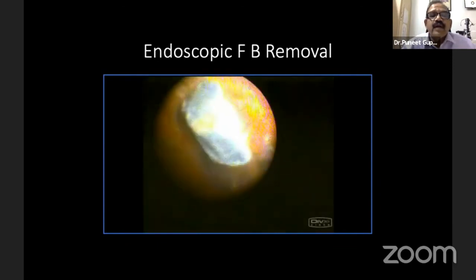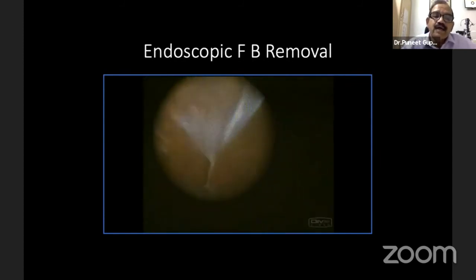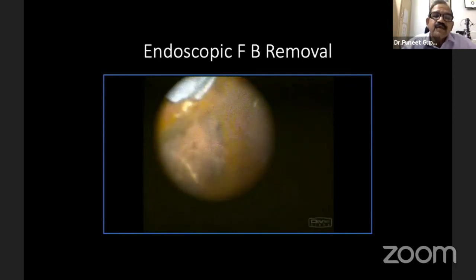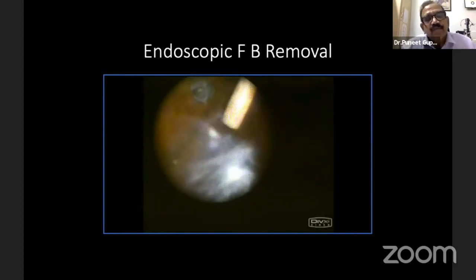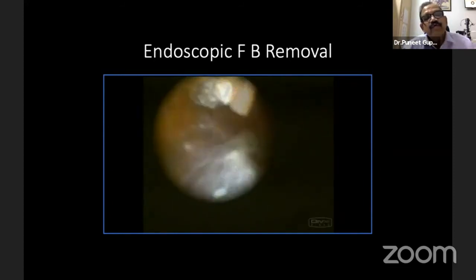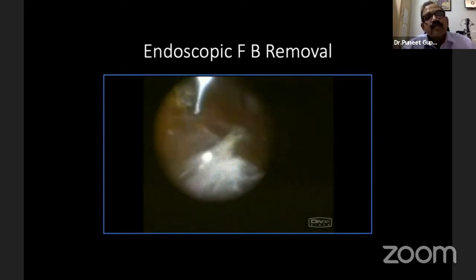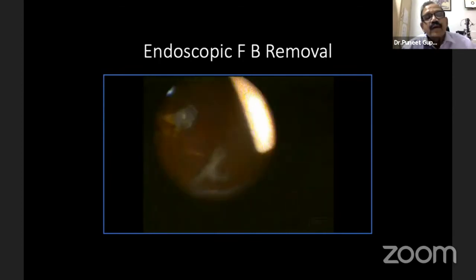This is the foreign body lying at the anterior ciliary body. Now, with the help of an intraocular magnet, I'll try to lift this foreign body from the surface of the ciliary body. But because of the adhesions, the foreign body is difficult to detach from the ciliary body surface. Now, with the help of the vitreous cutter, the adhesions are removed. And after the removal of these adhesions, the foreign body is lifted with the help of the intraocular magnet.